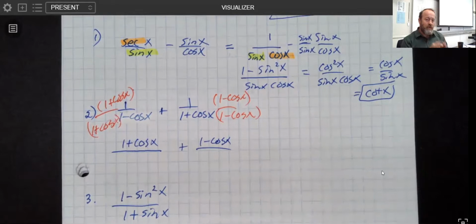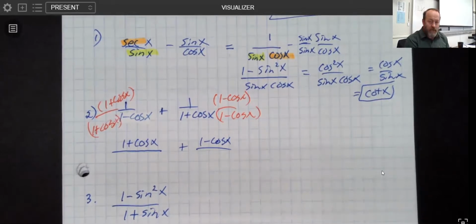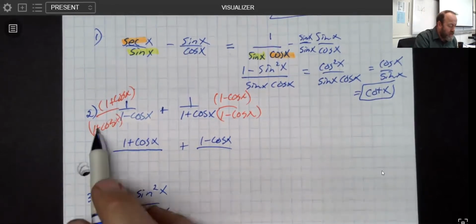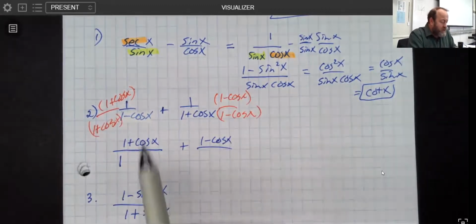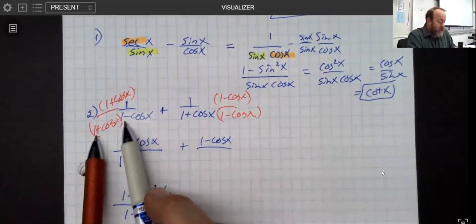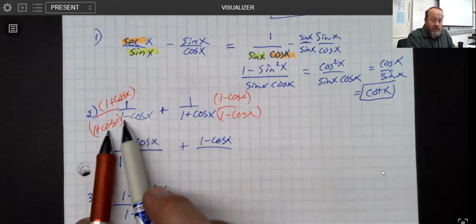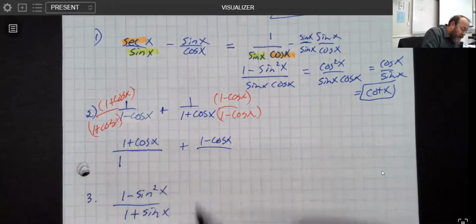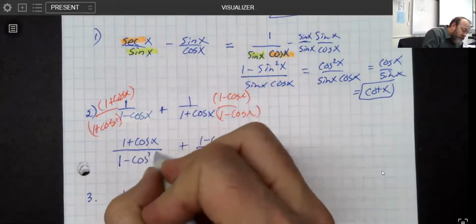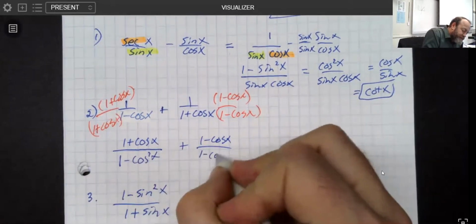As it turns out, when you have 1 plus cosine times 1 minus cosine, if you distributed it out, you'd get 1 times 1 is 1. You get a negative cosine and a positive cosine, which cancel out. But then right here, you get a negative cosine squared. And both of these things have the same idea.